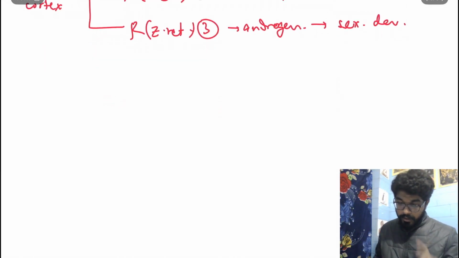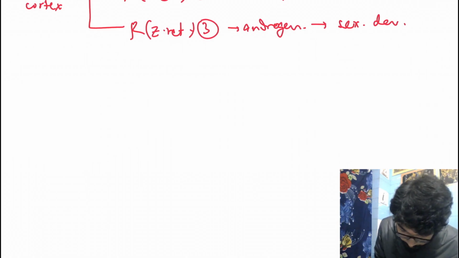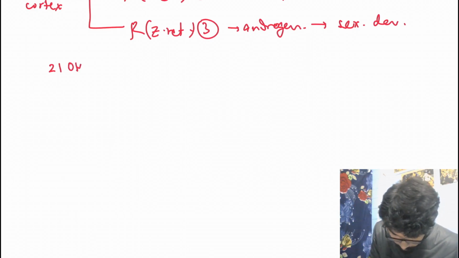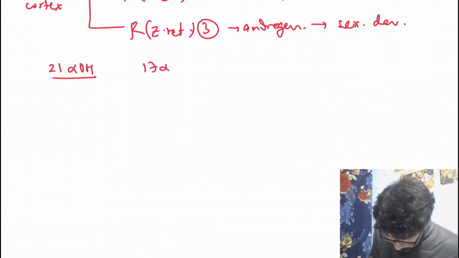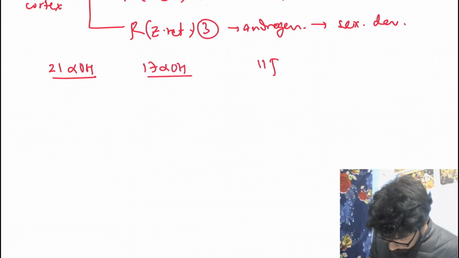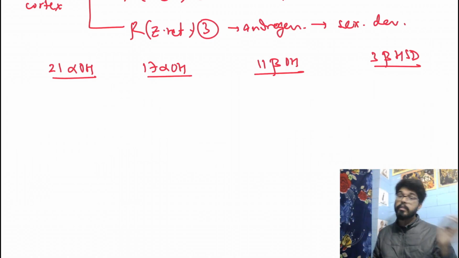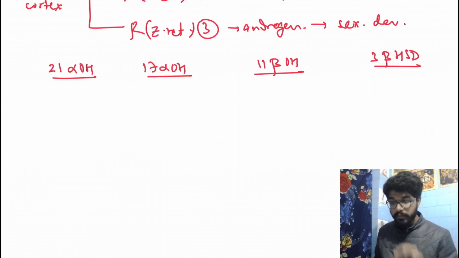Second part of the mnemonic is the number sequence. First of all, we arrange the deficiencies in descending order. The 4 enzymes that can be deficient are 21 alpha hydroxylase, 17 alpha hydroxylase, 11 beta hydroxylase, and 3 beta hydroxysteroid dehydrogenase. These are the 4 things. We arrange them in a descending order: 21, 17, 11, 3.